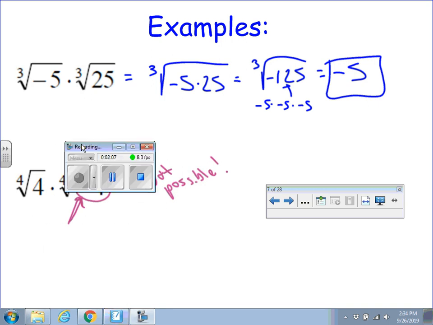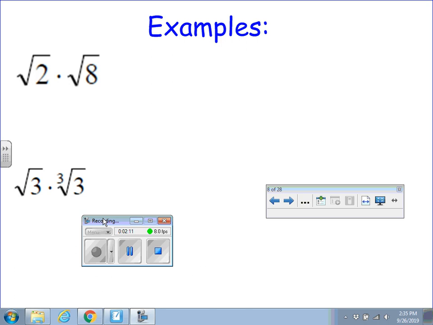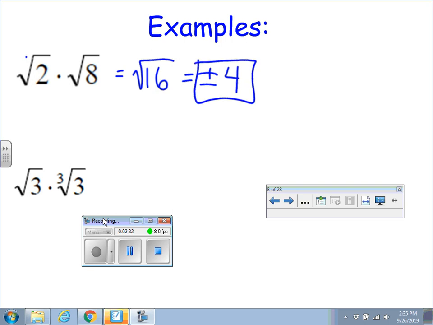Our next example, if I flip to my next slide, is the square root of 2 times the square root of 8. They both have the same index of 2, and they're both possible. So the square root of 2 times the square root of 8 is going to become the square root of 16. The square root of 16 is plus or minus 4, because 4 times 4 equals 16, and -4 times -4 equals 16. You don't have to worry too much about the plus or minuses yet, but it's good to have for the future.